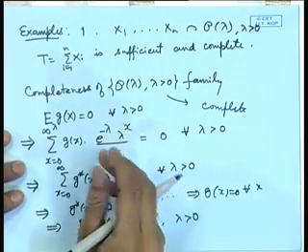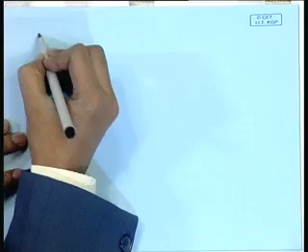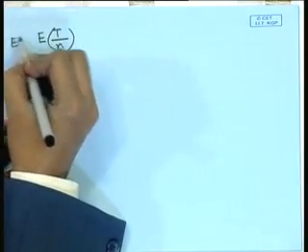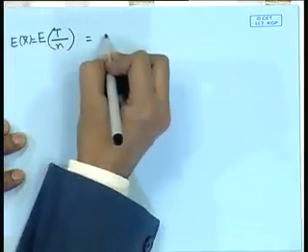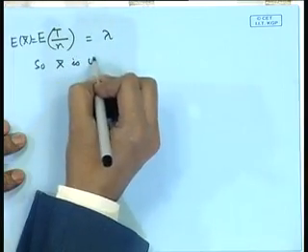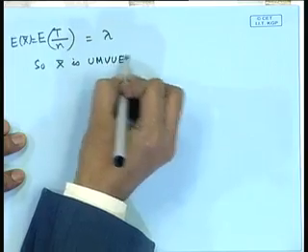Now, that makes our problem extremely simple. Based on T, whatever estimator we take, if we take its expectation, then that estimator will become UMVUE for that. For example, expectation of T by n, that is expectation of X bar, is equal to lambda. So, X bar is UMVUE for lambda.